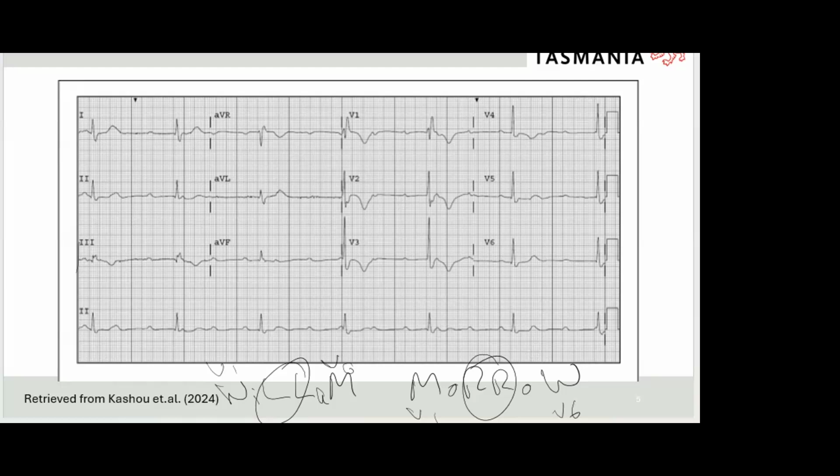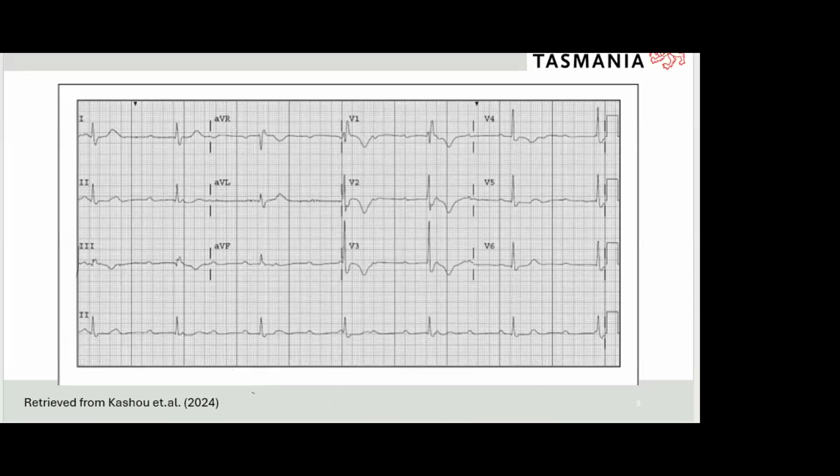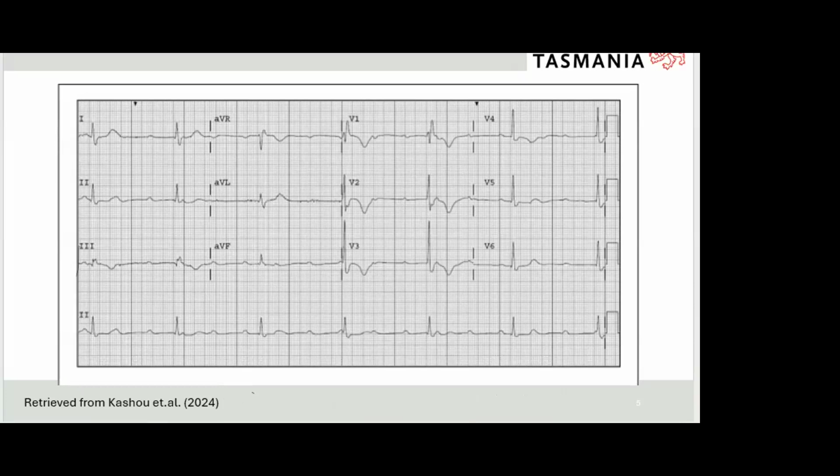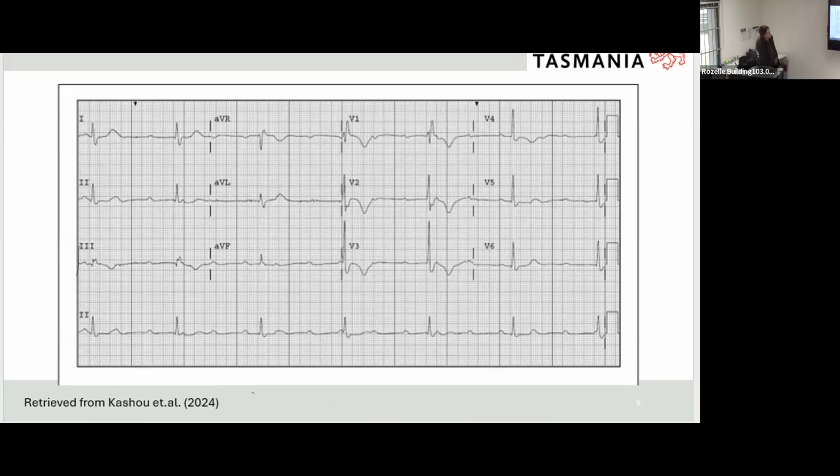Just with the incomplete versus complete right bundle branch block, which QRS has to be narrow for it to be incomplete? Is that just in lead 2? Because it looks like V1 might be wide. Yeah, V1 is wide, but in V6 we see that as being normal. Oh, so they both have to be wide to be complete? Yeah, that's my understanding. Anita, is that right? Yes, overall.